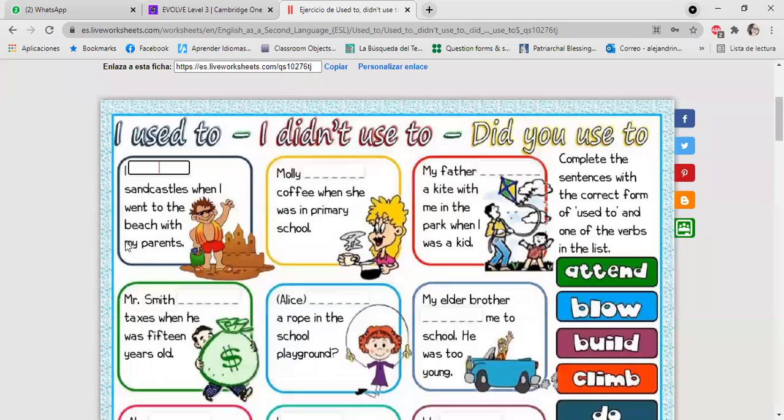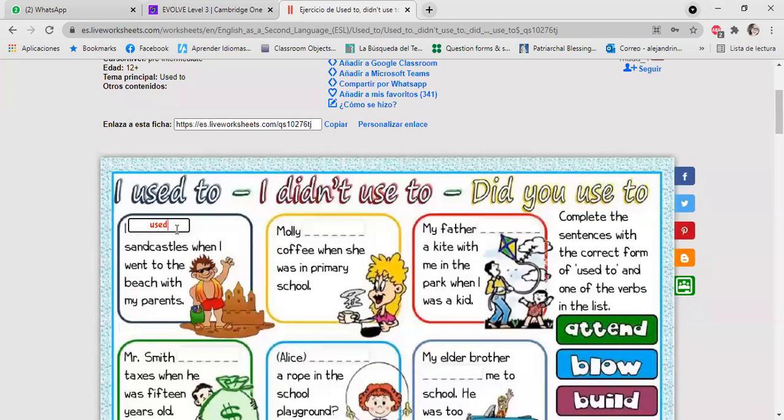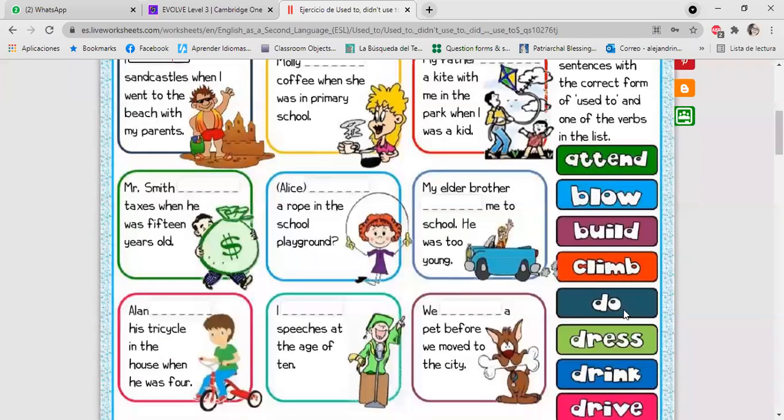Reasonable. Just an example, for example, sandcastles when I went to the beach with my parents. Castillos de arena cuando iba a la playa con mis padres. Es una actividad que se hacía, entonces vamos a colocar I used to, solía. I used to, y escojo un verbo de acá. Attend, blow, buy, climb, do, dress, drink, drive, fly, give, go, have, mow, pay, play, write, skip, resolve. In this case, I used to build. Yo solía construir castillos de arena cuando iba a la playa con mis padres.